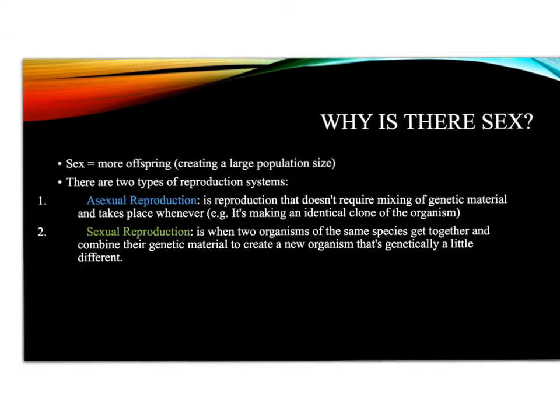Why is there sex? Sex equals more offspring. There are two types of reproduction systems. One is asexual reproduction, which doesn't require a mixing of genetic material and takes place whenever. For example, it's making an identical clone of the organism. Two, sexual reproduction is when two organisms of the same species get together and combine their genetic material to create a new organism that's genetically a little different.